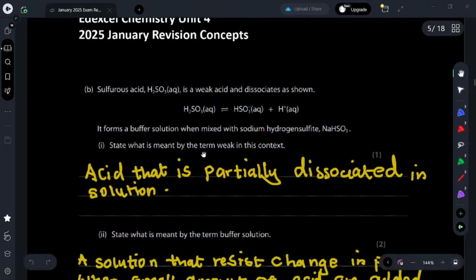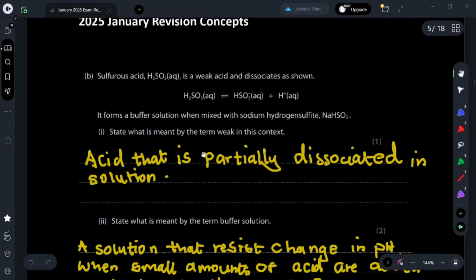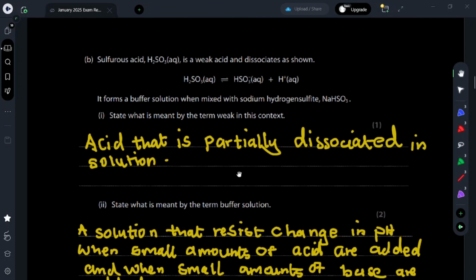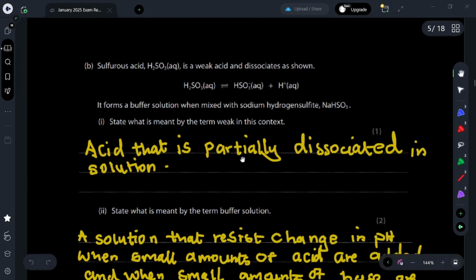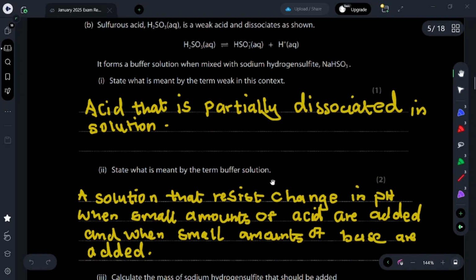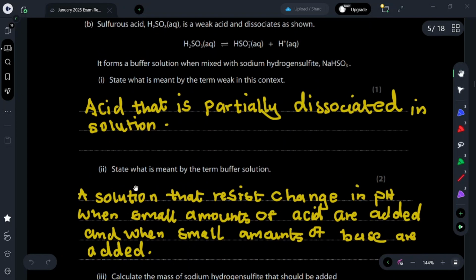Roman 1 is to state what is meant by the term weak in this context. We know what a weak acid is or what a weak base is. So weak here in connection to weak acid is the one that dissociates or ionizes partially in solution, giving a low concentration of ions. Then we have the meaning of a buffer solution. That is Roman 2 of part B.